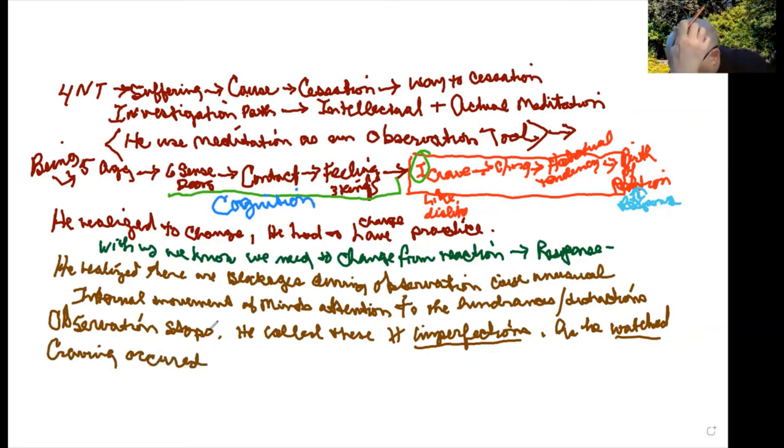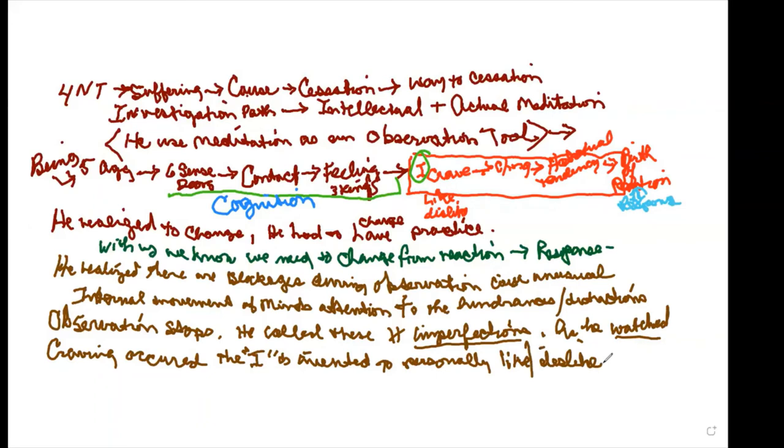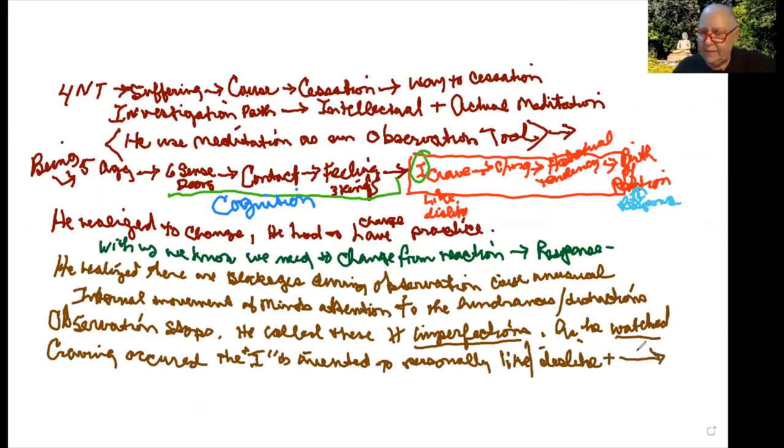Craving occurred when the I is invented. Every single time. This is where he began to see it totally differently, and he noticed the I is invented too, personally. Like or dislike. Like or dislike. And move forward faster.